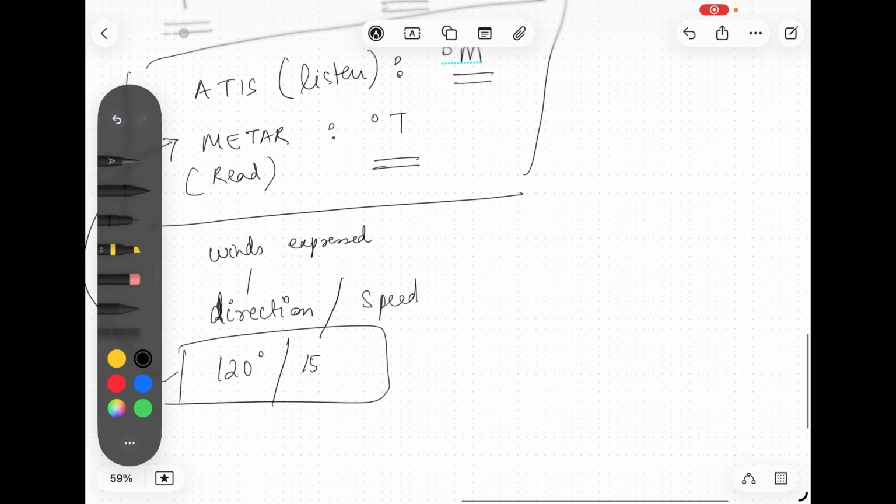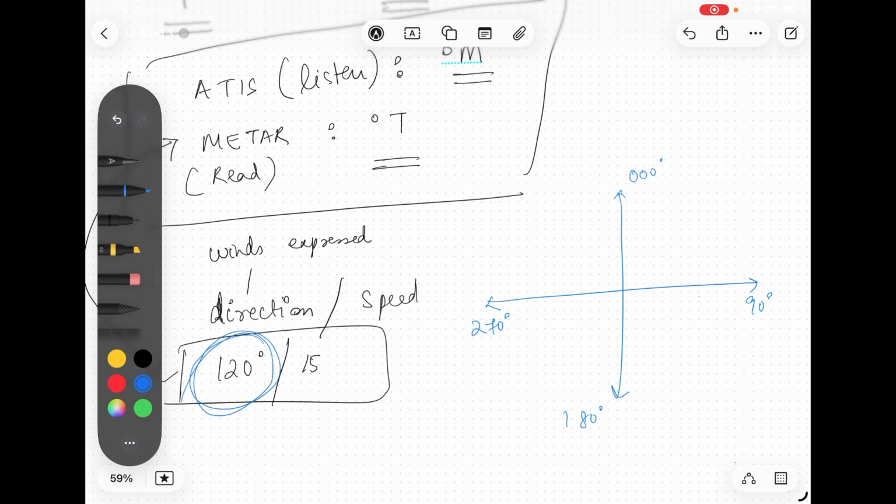So what does this really mean? For example, if I make a graph like this, this is 000 degrees, this is 90 degrees, this is 180 degrees, and this is 270 degrees. Now my winds are coming from which direction? 120. They're coming from that direction. So 120 is somewhere here, so my winds are coming from this direction. So this is how it will be represented. And what is the speed of these winds? 15 knots. So this is how it is.